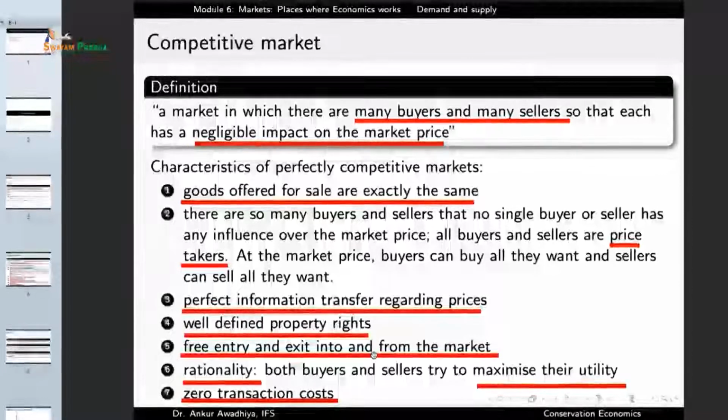The property rights may or may not be so well defined. Free entry and exit into and from the market is not there in a number of cases. And also, in a number of cases, people do not buy and sell rationally. A very good example is that some people may try to buy from people who belong to their own community, or who belong to their own race, or people who are talking in the same tongue.